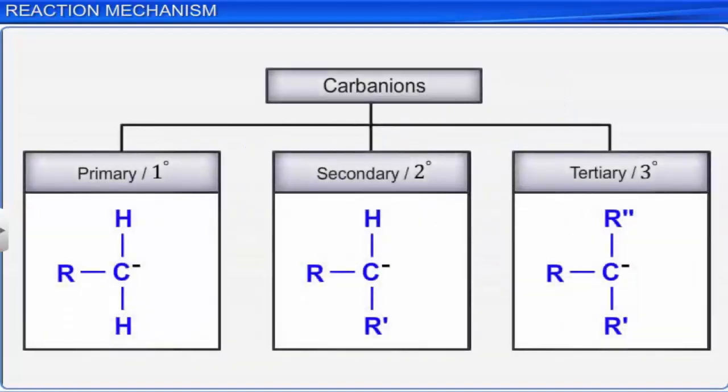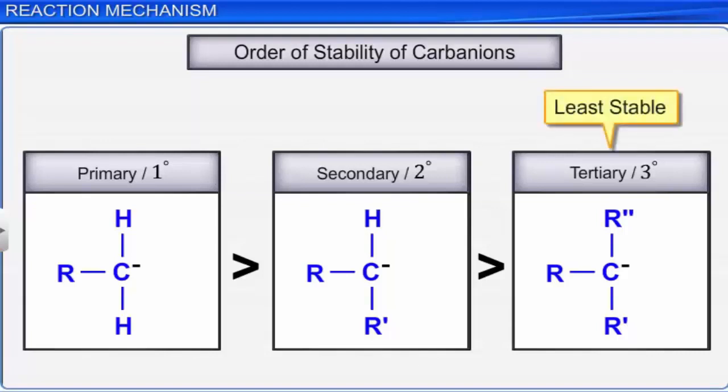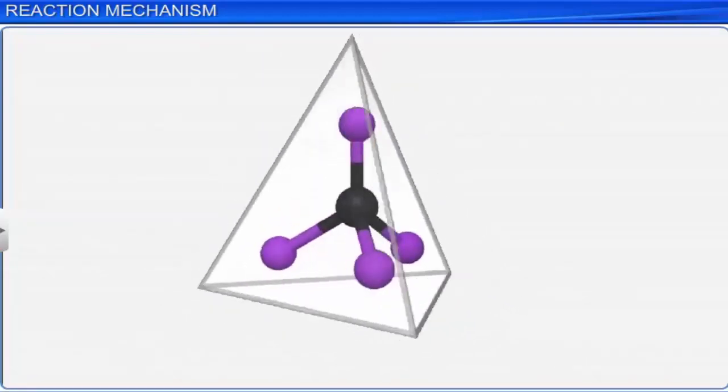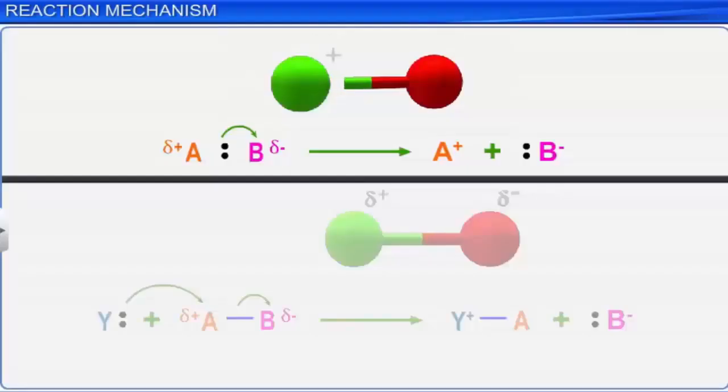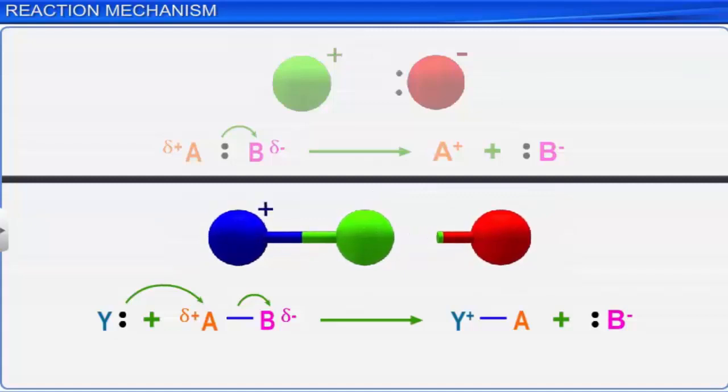Carbanions also are classified as primary, secondary and tertiary carbanions, depending on the number of alkyl groups attached to the negatively charged carbon. Stability of the carbanions decreases with increasing number of alkyl groups bonded to the charge-bearing carbon atom. Hence, tertiary carbanions are highly unstable, while primary carbanions are the most stable. The shape of a carbanion is tetrahedral. All the organic reactions preceded by heterolytic bond cleavage are known as ionic or heteropolar or polar reactions.